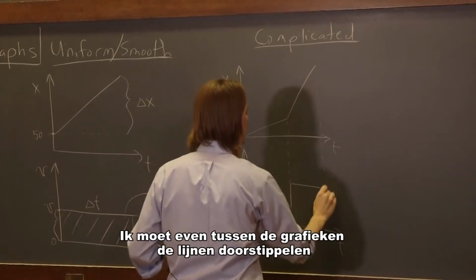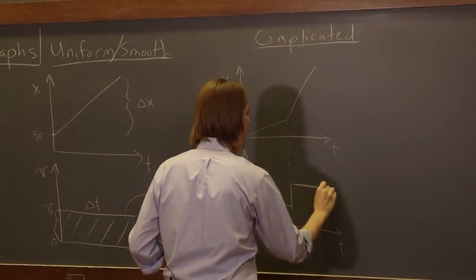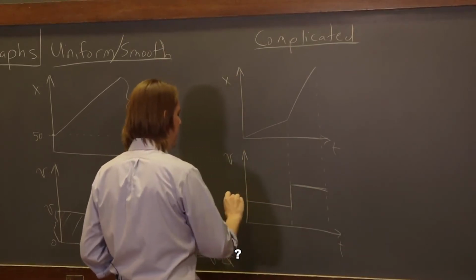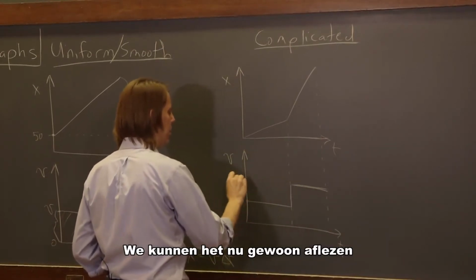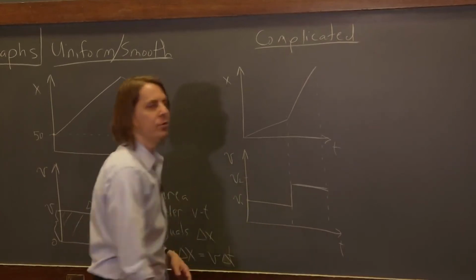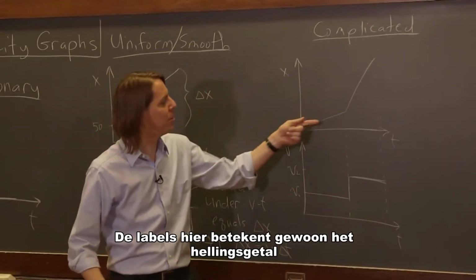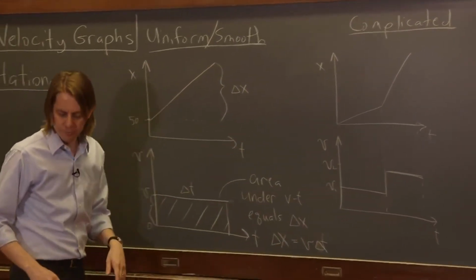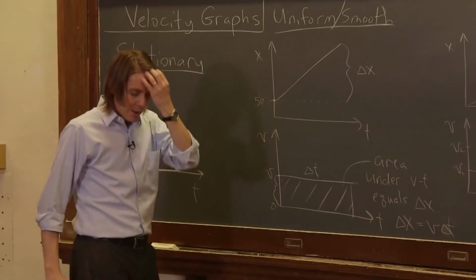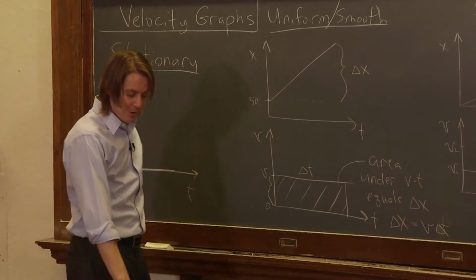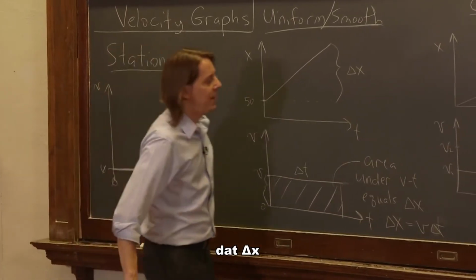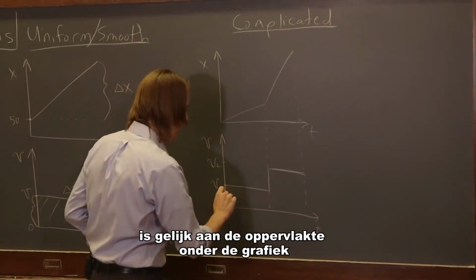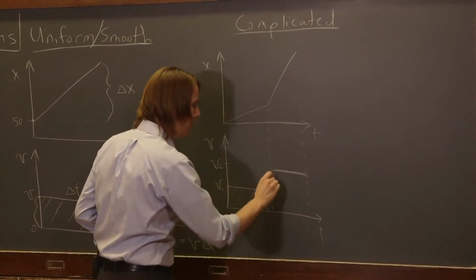And now I need to start lining up the charts here. Right, so the slope here was v1. We'll call this v1. Right, we could read them off of the side if we wanted to before. So before we sort of labeled them here, meaning the slope, now we have actual values for v1 and v2. Okay? And it's still true that delta x of this entire trip, if you want to delta x the entire trip, it would be this area under this curve.